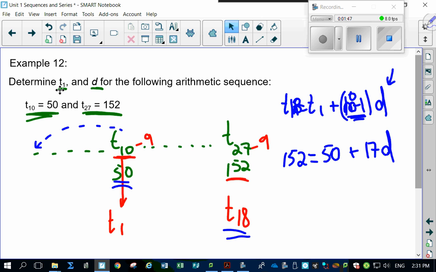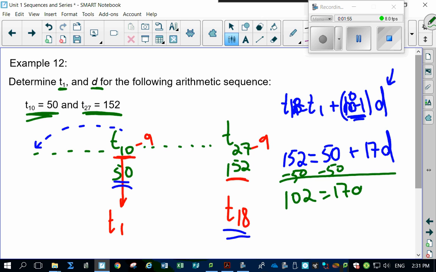This is really easy to solve now. Subtract the 50, subtract the 50. That gives me 102 equals 17D. Then all you have to do here is divide the 102 by 17, and you'll get, watch this, D equaling 6.